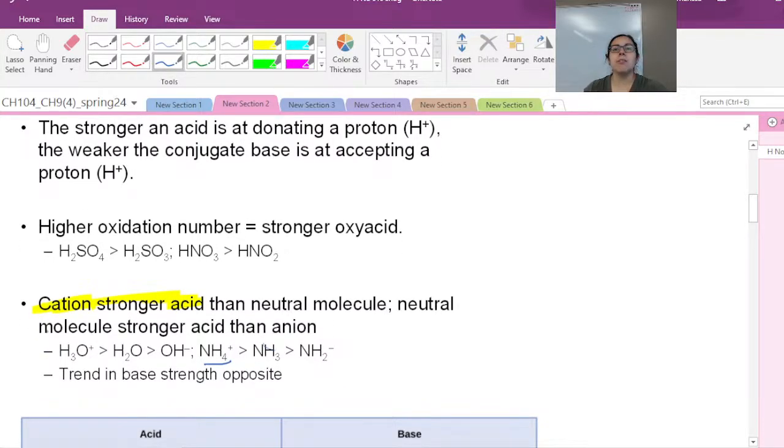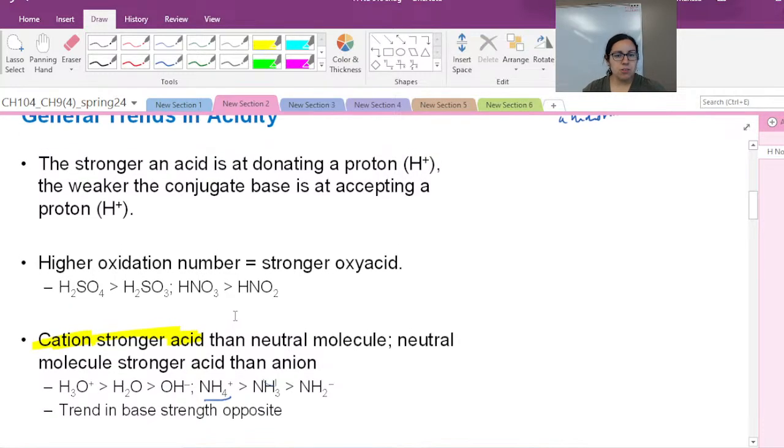Same thing with our cation. This is a stronger acid than the neutral water, and of course this is a base. So that's the trend. But also, I want to say, cations are usually acidic.